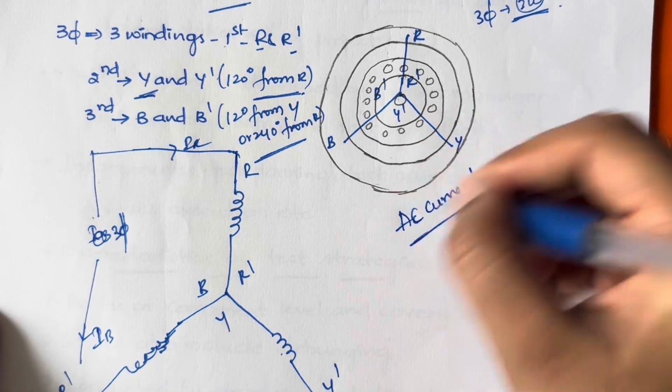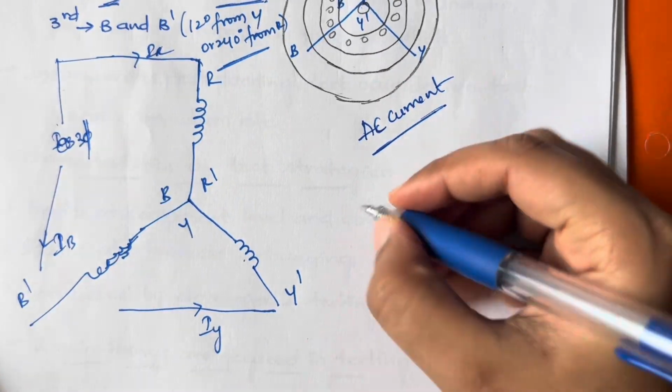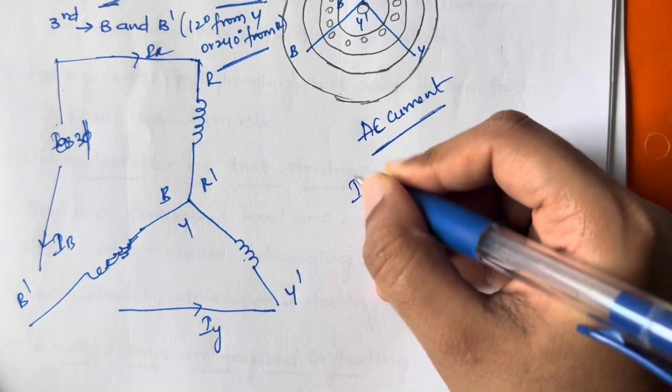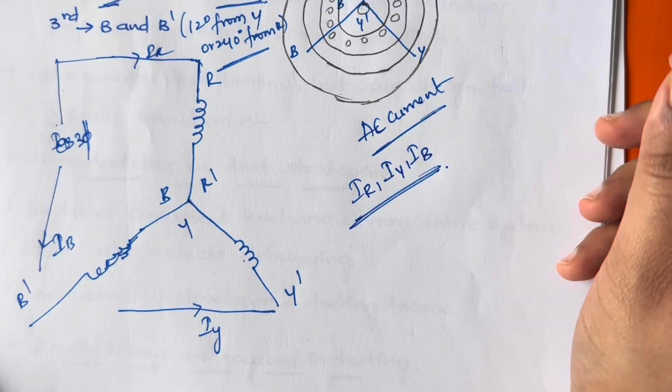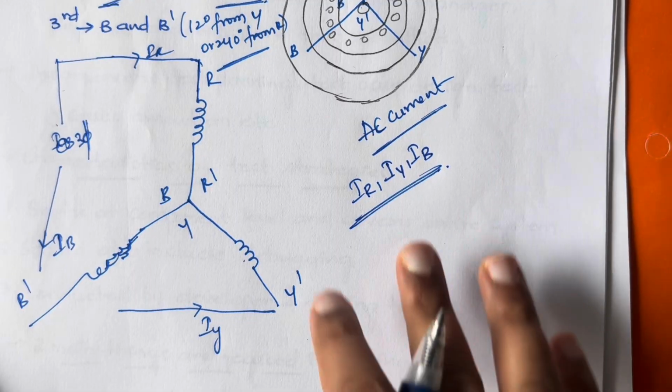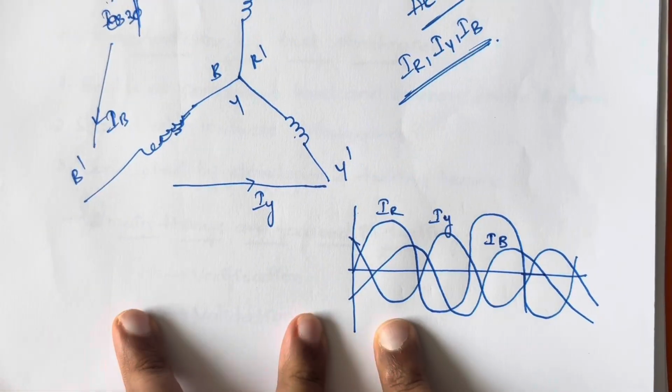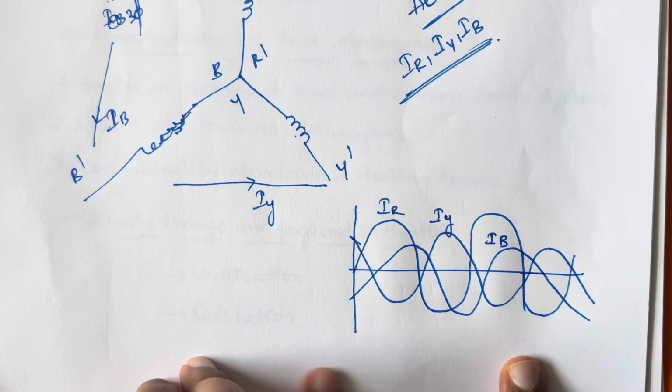AC current will start flowing in the machine, and those current components are nothing but, for R, it is IR, IY and IB. So these three are the current components we have for now. If you draw a waveform, it will be like this. Don't get confused, I'll tell you.